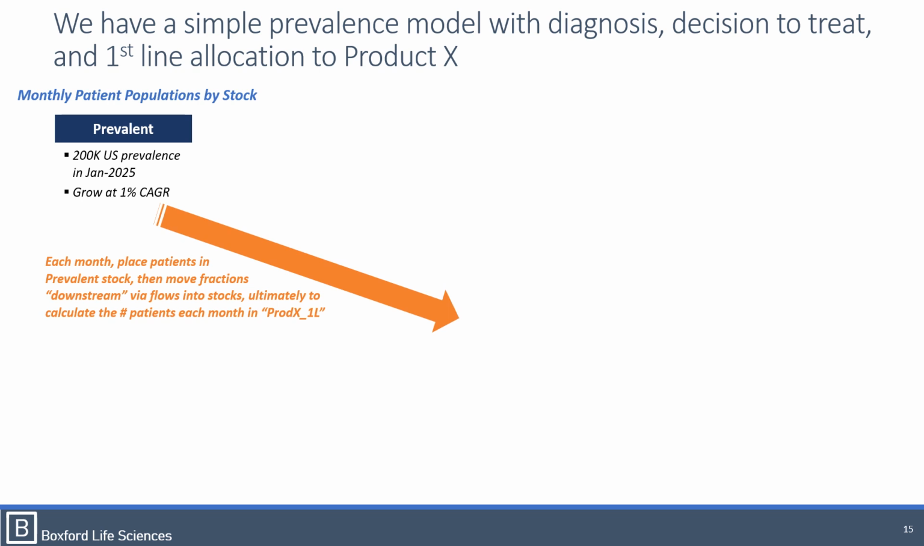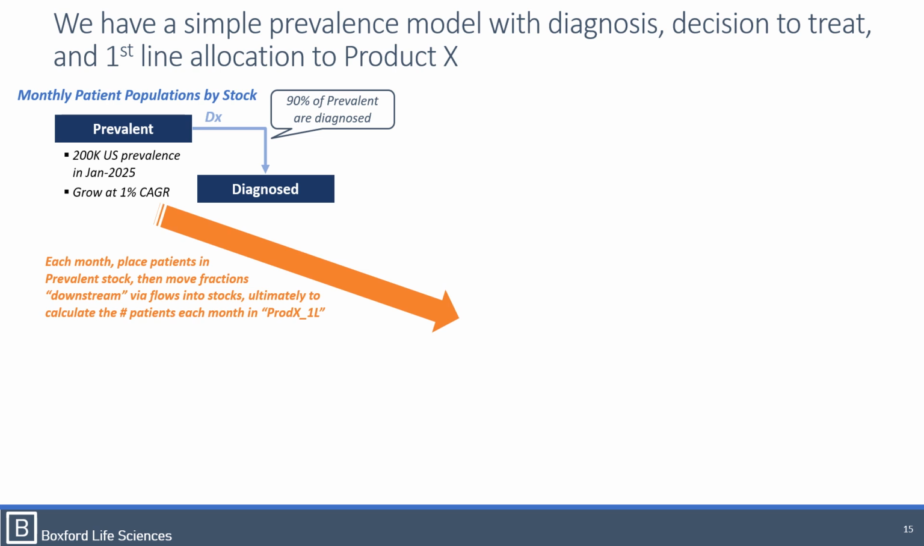We use a similar graphical approach to describe the patient journey. In this case, we have a simple prevalence model of diagnosis, a decision to treat, and first-line allocation of product X. In PPFC, we keep track of patient populations in each stock by month. We start with prevalent patients with the assumed initial prevalence value and a growth rate in that. Then we have a flow DX, which moves prevalent patients into diagnosed at a 90% diagnosis rate. We have a flow TX that moves 75% of diagnosed patients into treated.